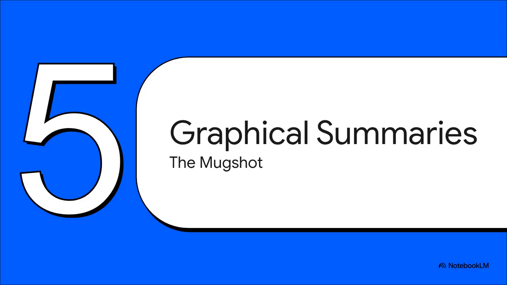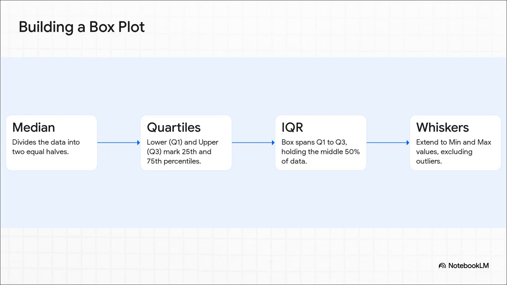Section 5. Sketching graphical summaries, the mugshot. To close our case and present our findings to the jury, we must sketch a final visual mugshot of the culprit based on all our numerical evidence. Building a box plot is a masterful step-by-step deduction. First, you locate the median. Then, frame the middle 50% of your data between the lower and upper quartiles to form your interquartile range. Finally, you just extend your whiskers outward to catch the minimum and maximum values, neatly isolating any rogue outliers.